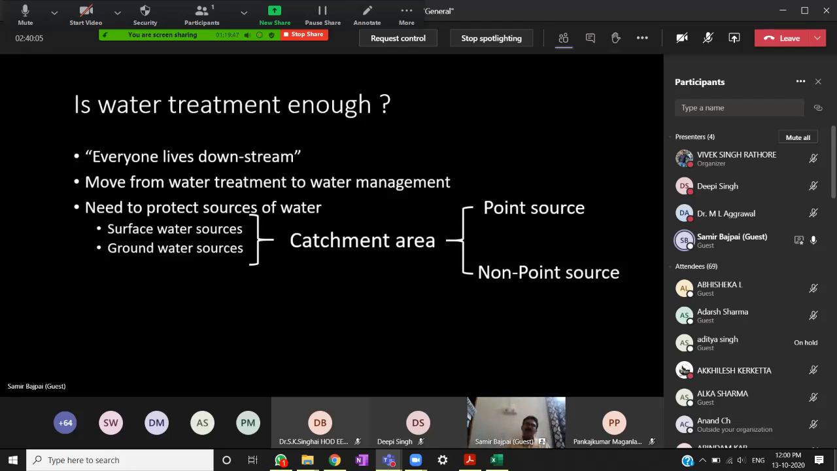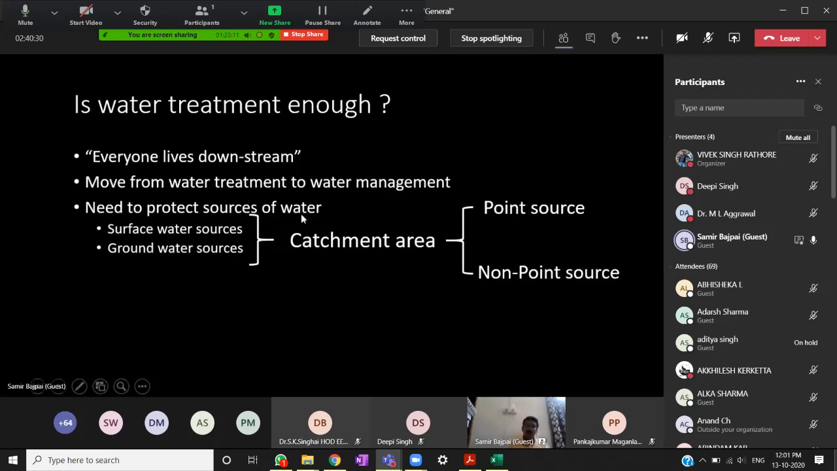So all these contaminants are joining your water sources, and that is why water treatment, both from the point of view of technology feasibility and from the point of view of economic feasibility, is not sufficient. We need to move away from water treatment to water management. And we need to protect sources of water, be it surface water source or groundwater source.